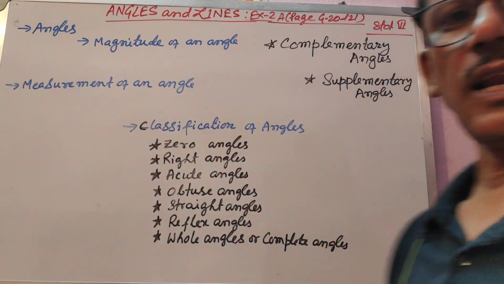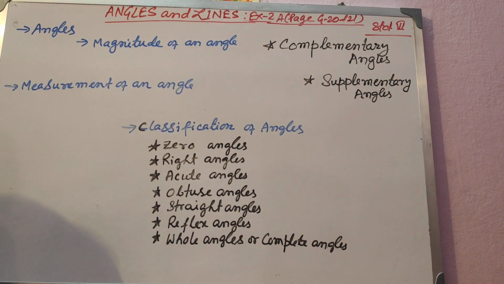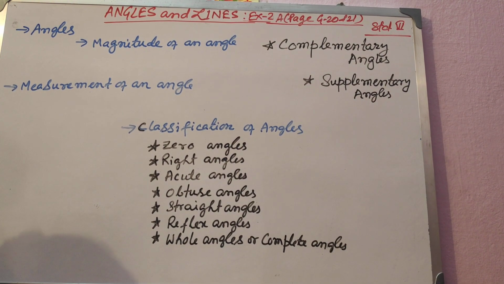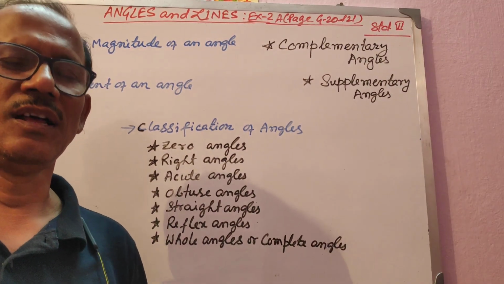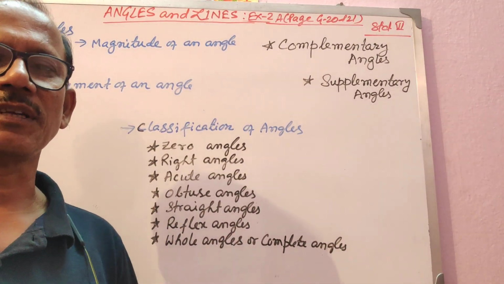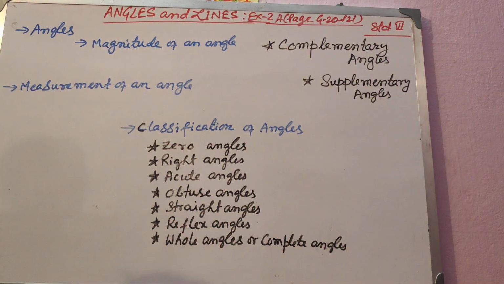Okay, students, we are learning geometry. Right now, we'll be learning lesson 2. Lesson 2 is about angles and lines. Before I proceed to lesson 2, there are some key aspects of lesson 2 that you must know so that you understand this lesson better.